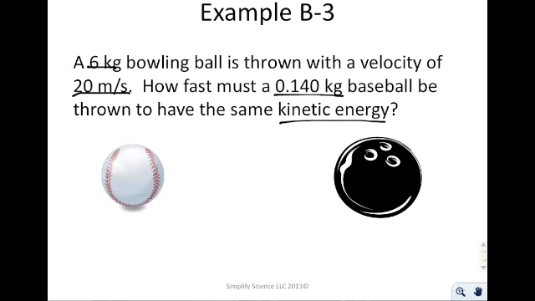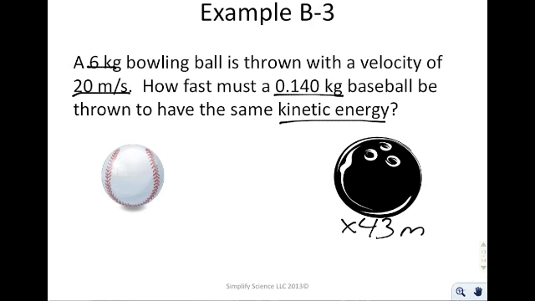as much mass. So here, if you were to look at the mass ratios, 6 divided by 0.14 says that this is about 43 times bigger. So the bowling ball is about 43 times more massive than the baseball. So a lot of people say, oh, okay, well then the baseball has to be moving 43 times faster. It's not the case.